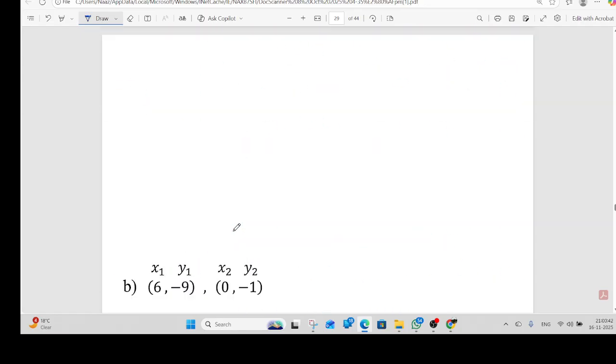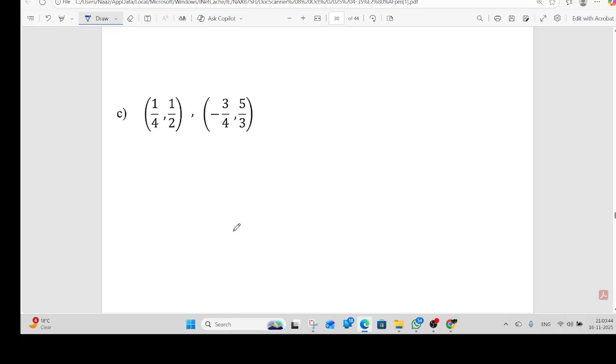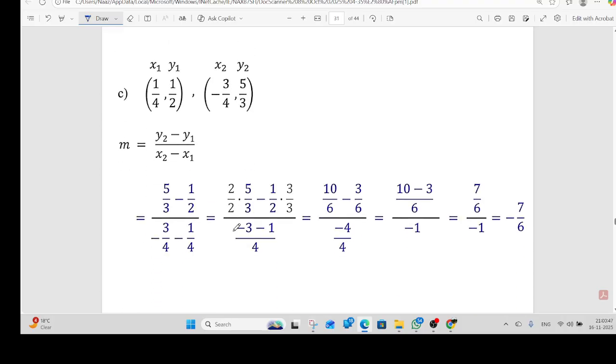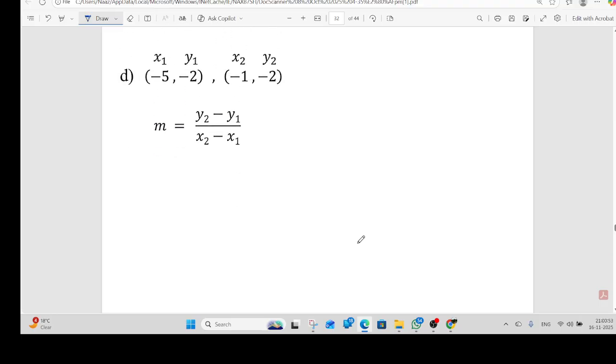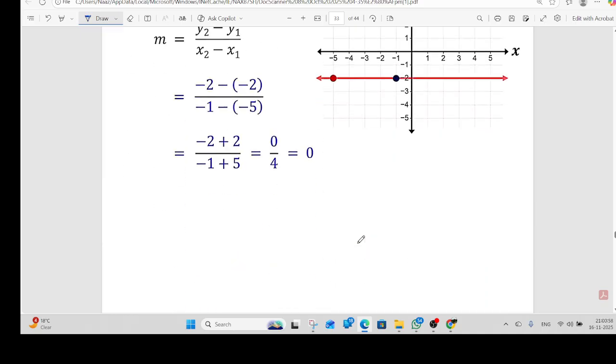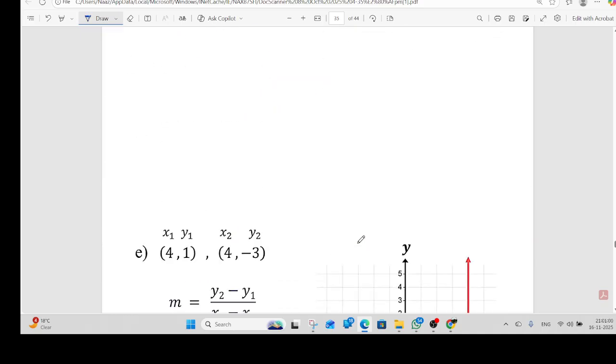The same way we can solve this. If we do y2 minus y1, use this formula. So these are similar questions. You can pause the video and practice these questions and check your answer.